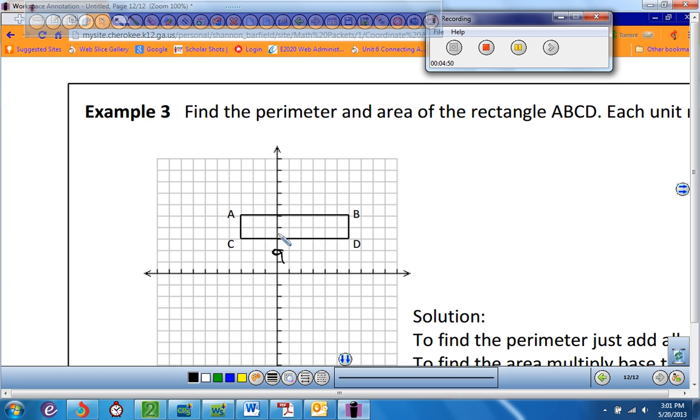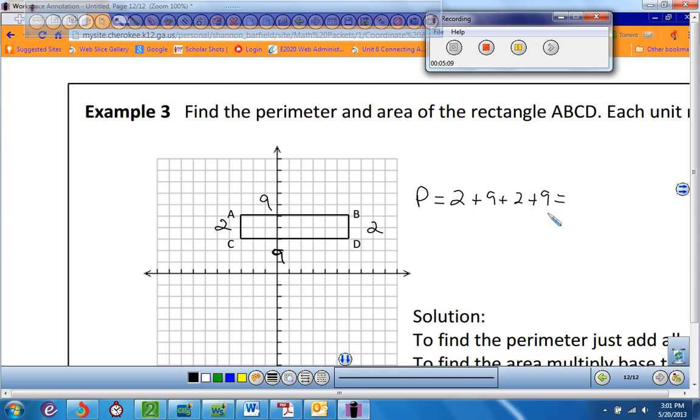Now this is a rectangle, so the side across from it has to be 9 as well. And then I would count here. I'd go 1, 2, so that's 2, and that's 2. So perimeter, and we're just going to add these up. So it's going to be 2 plus 9 plus 2 plus 9.